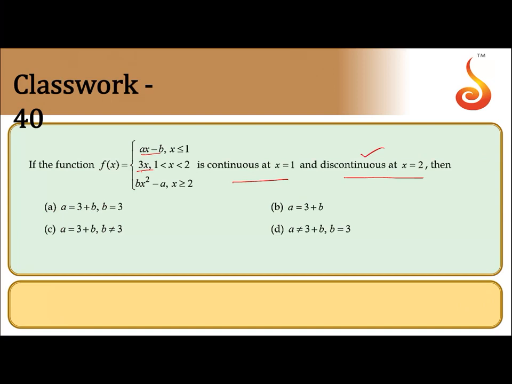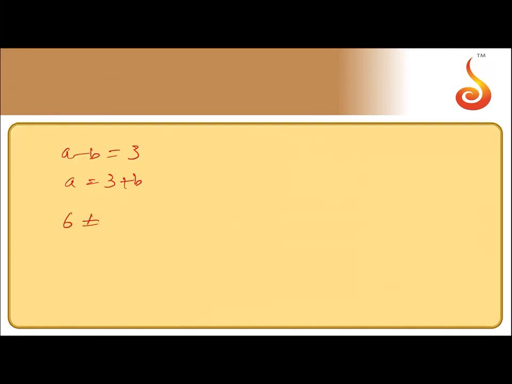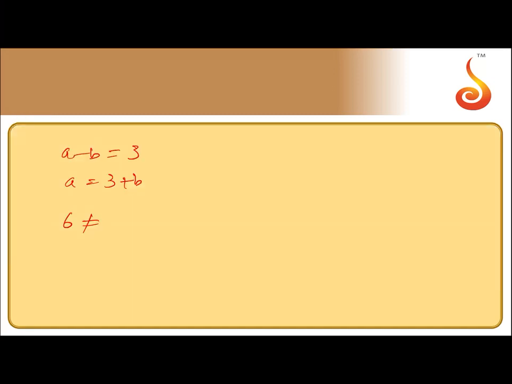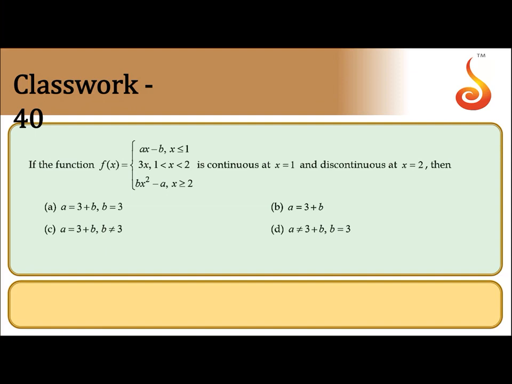At the same time, it is discontinuous at x equals 2, meaning substituting 2 in 3x gives 6. So 6 cannot be equal to the other expression at x equals 2, which is 4b minus a. The value 6 is not equal to 4b minus a, meaning minus 3 minus b. Therefore 3b cannot be equal to 9, so b cannot be equal to 3. So the answer for the problem is b is not equal to 3 and a is equal to 3 plus b.